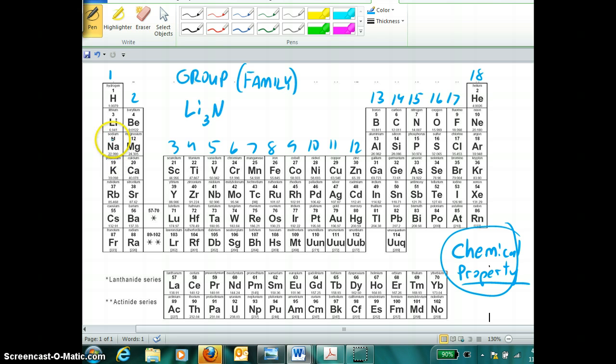And the same would be true of sodium. Sodium also reacts with nitrogen in a 3-to-1 ratio to form another compound, as does potassium, rubidium, and yes, hydrogen would, though we often write the compound that hydrogen forms with the nitrogen first, for a reason that will appear later on in the year. So yes, atoms of the same group tend to behave the same chemically with other atoms.